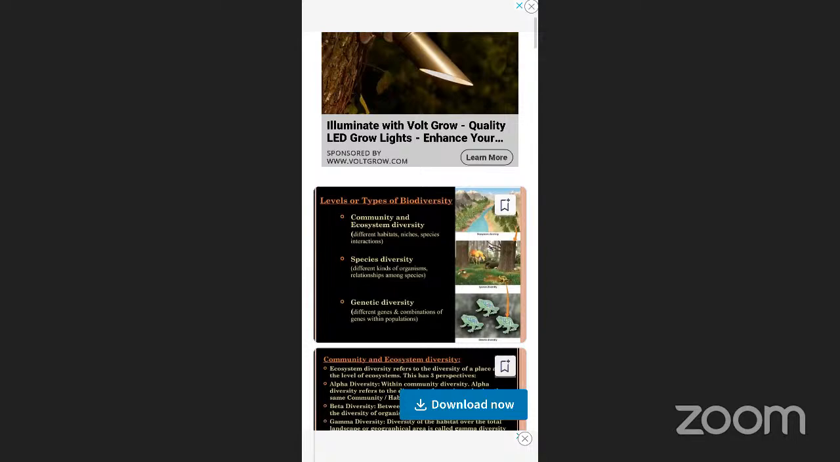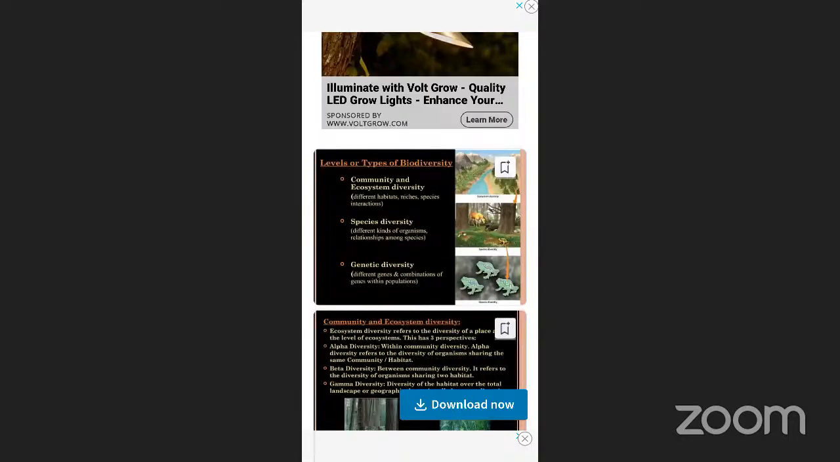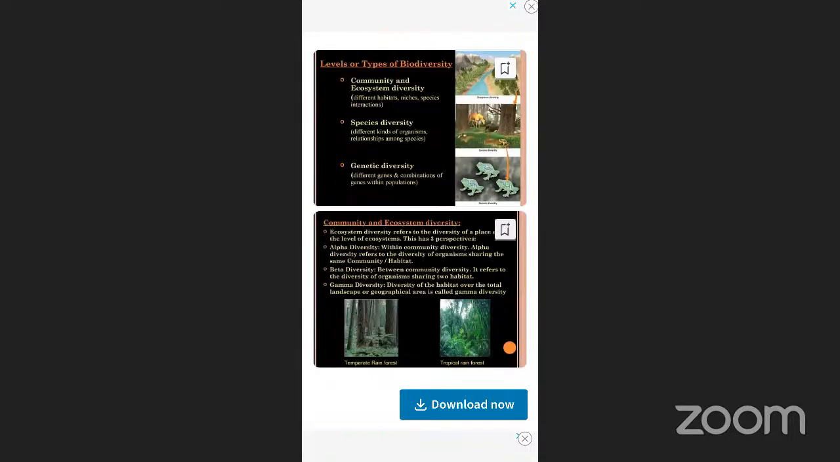Already we discussed the levels and types of biodiversity: species biodiversity, genetic biodiversity, and ecosystem biodiversity. Species biodiversity is within the species. Next one, genetic biodiversity, is within the gene level. Ecosystem biodiversity is the diversity in a particular geographical area.